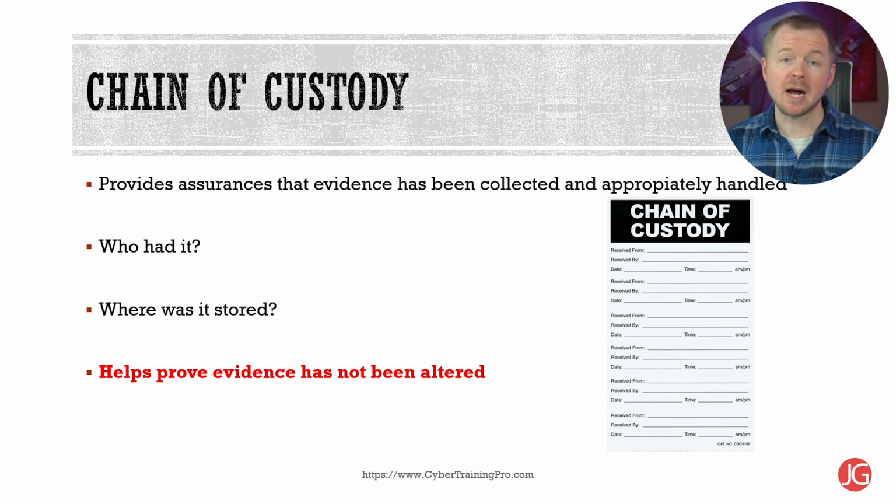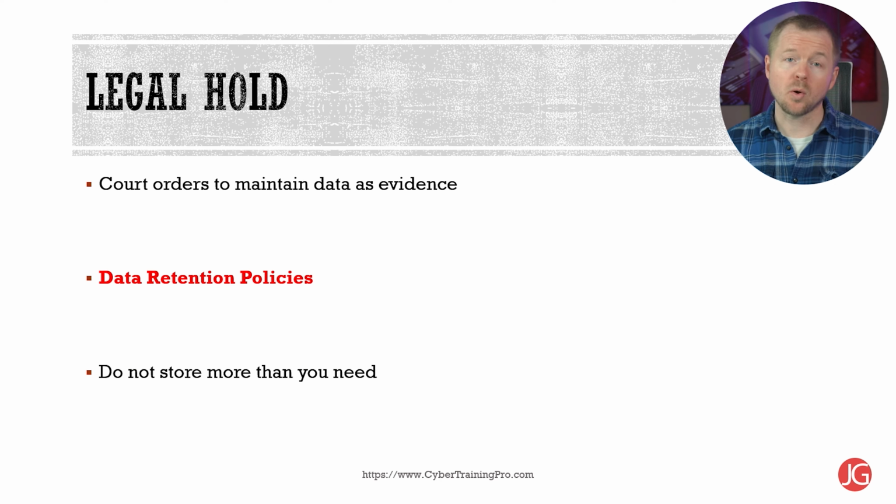Chain of custody is a process that provides assurances that evidence has been collected and appropriately handled after its collection. Basically a record of who's been in possession of or accessed that evidence. Without a good handle on chain of custody and having it documented, it's much harder to prove that evidence hasn't been modified or altered.